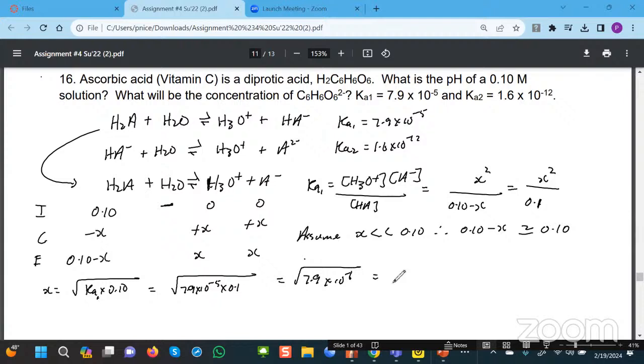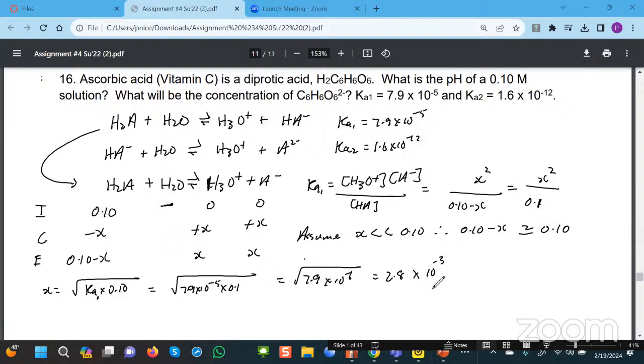So 7.9 times 10 to the minus 6, and then I find the square root of that. And according to my calculations, this works out to be equal to 2.826. Okay, so 2.8 times 10 to the minus 3.